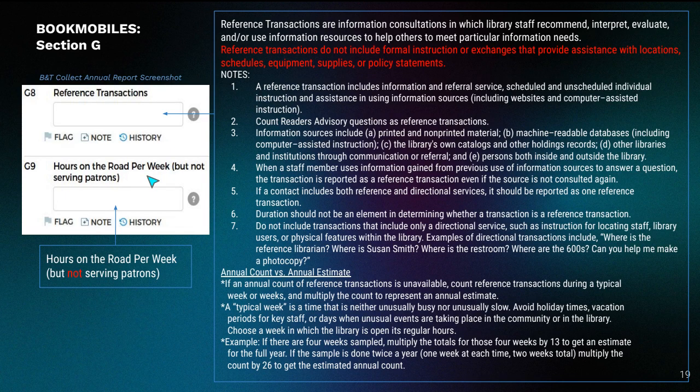Hours on the road per week, but not serving patrons. This means how many hours is that bookmobile driving? You're not helping people, you're driving. You're sitting at a stoplight. What's your average hours per week where you're driving to the location, from another location? That's what's needed in G9. And you can do an annual count or an estimate, which we talked about earlier.